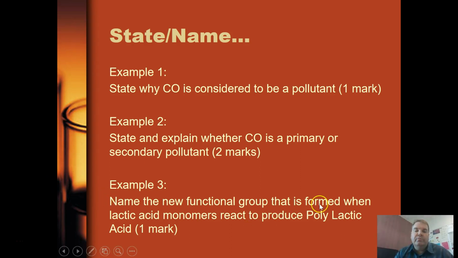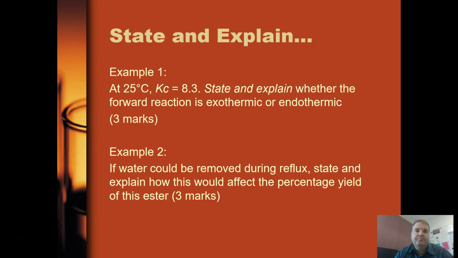Or name the new functional group that is formed when lactic acid monomers react to produce polylactic acid. Okay, or you're producing polymer from lactic acid, so you're going to be producing an ester. So name the new functional group is ester. Now, notice it says name there. So in this case, you actually have to write ester, E-S-T-E-R. You can't draw the C-double-O-O, anything like that, because it's asking you to name it. So make sure you read the question carefully.